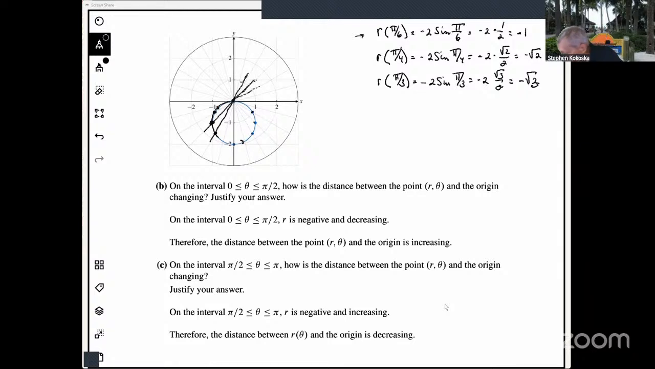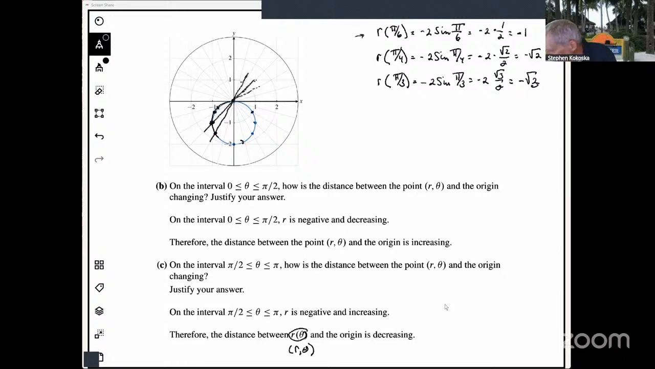I should probably change this, I think, here. It should probably be consistent and make that an r comma theta. The distance between that point and the origin is decreasing. So that's kind of a neat short example to start with, plotting that by hand, thinking about how we're moving around that circle and how the distance between the point and the origin is changing.